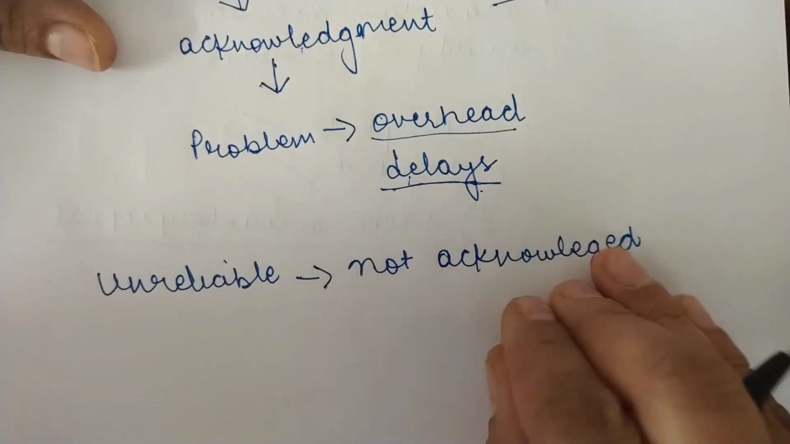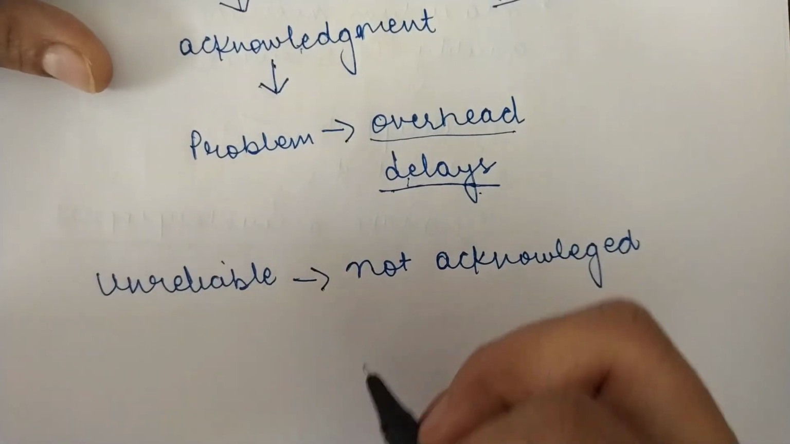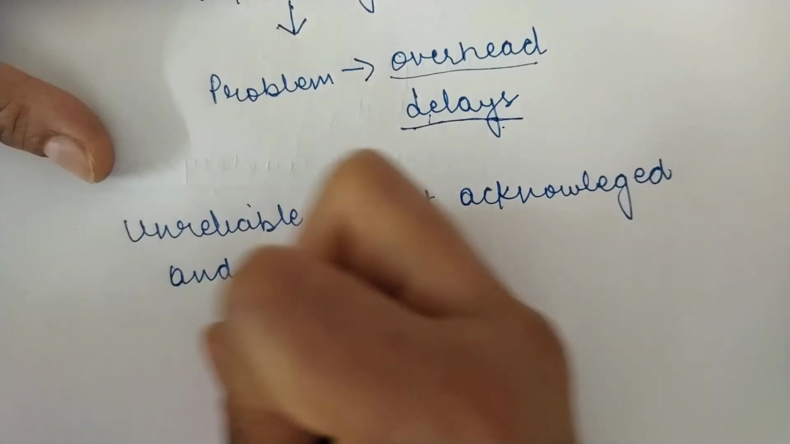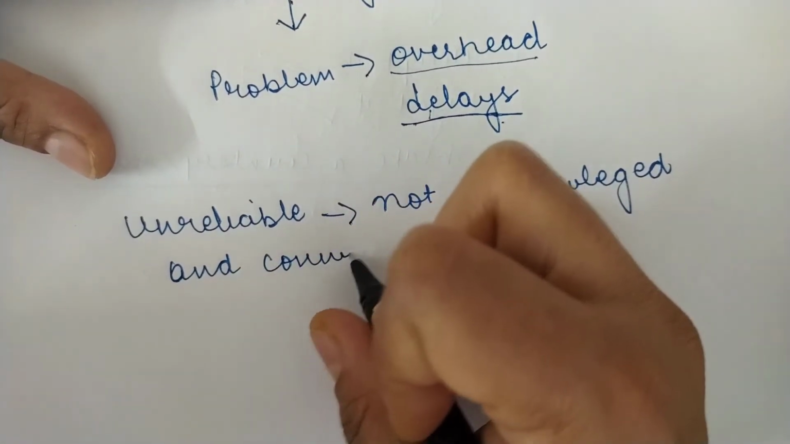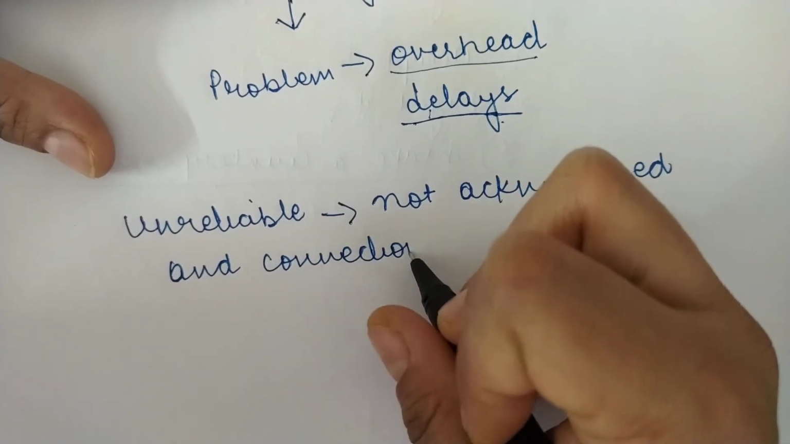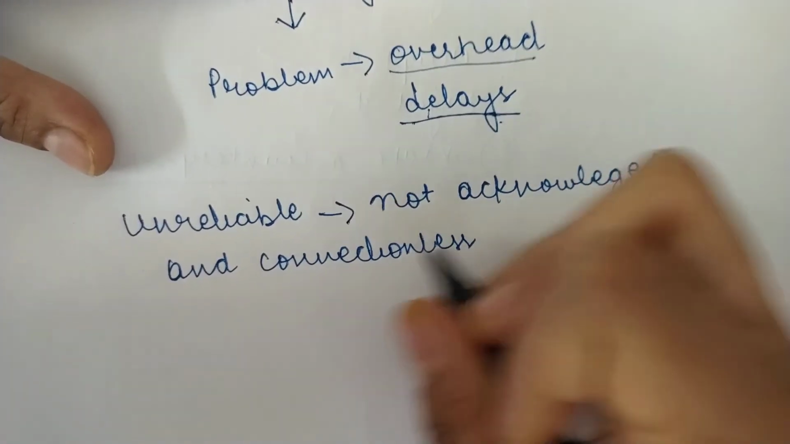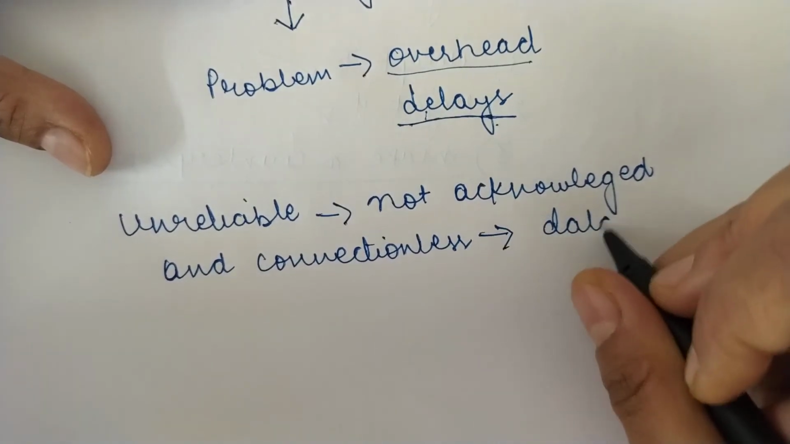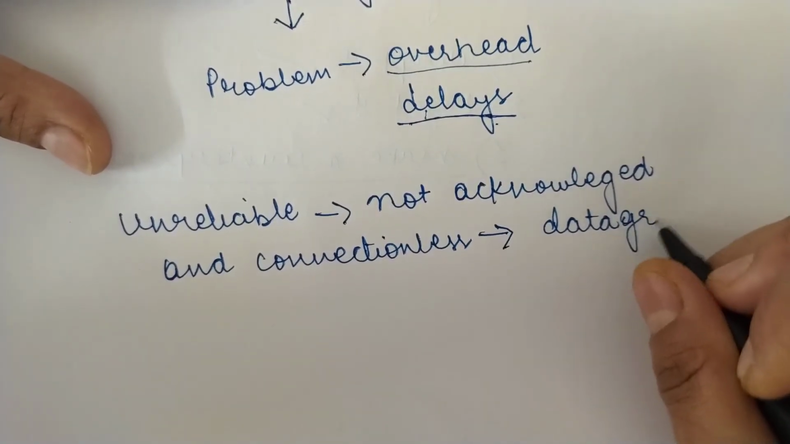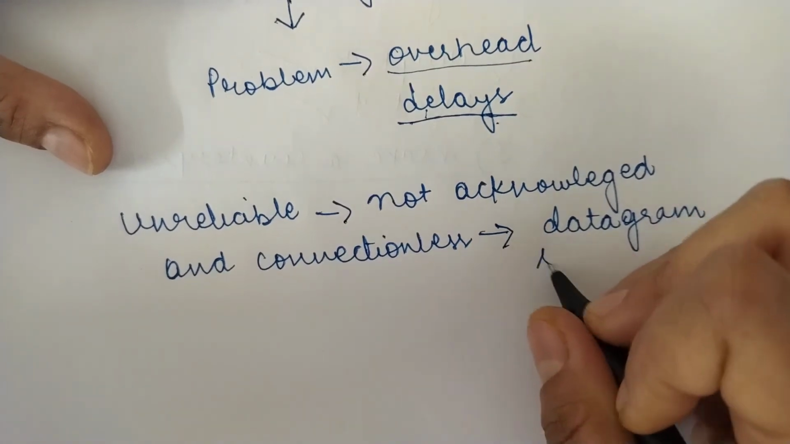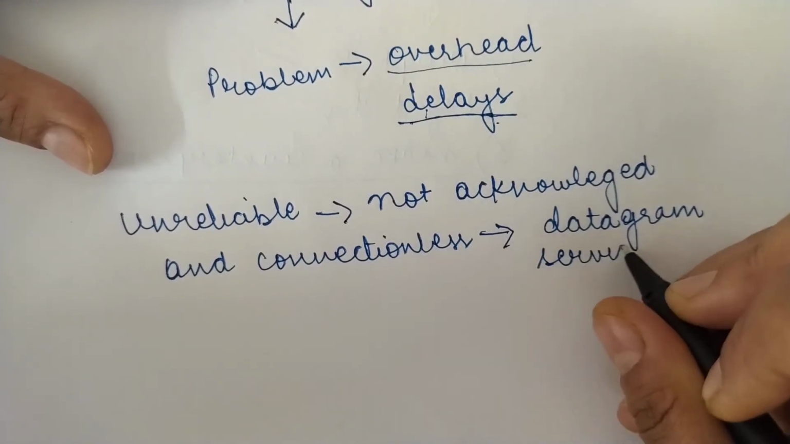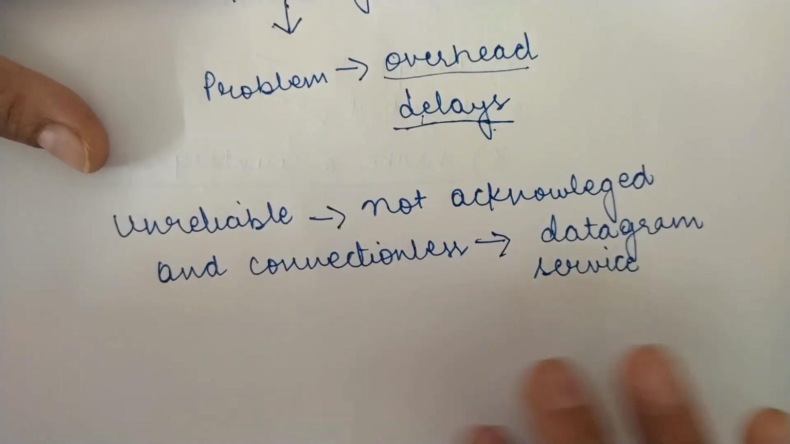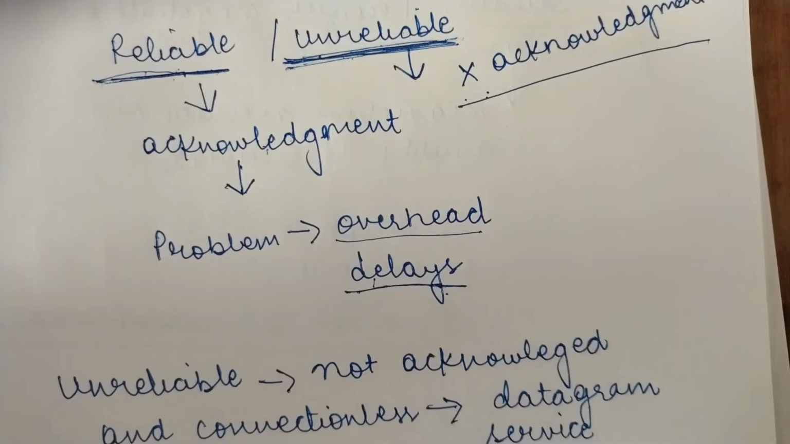So an unreliable connectionless service is also known as your datagram service. The messages that are sent in an unreliable connectionless service are also known as datagrams, and such a service is known as a datagram service.